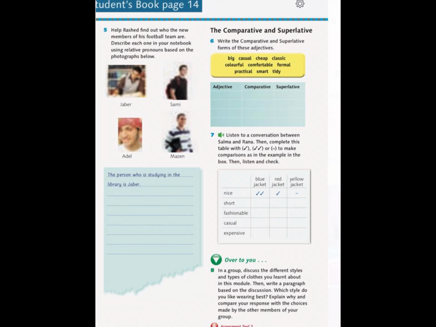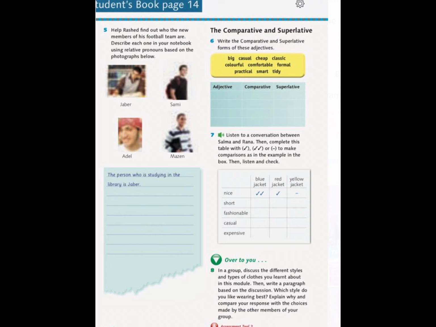The most colorful. Now remember, we said for the one syllable, we add an ER to the comparative, and we add EST for the superlative. For the one syllable that ends in E, for example, nice, it's a one syllable word, it's a short word, and it ends in an E. So for the comparative, we just add R. If the word ends in E, we just add R. And for the superlative, we add ST. So it becomes nice, comparative nicer, and for the superlative, the nicest. This is just an example.